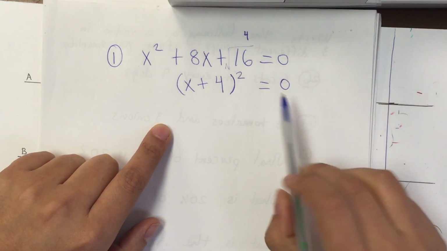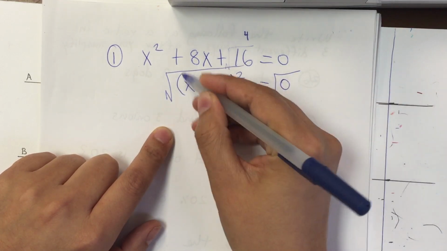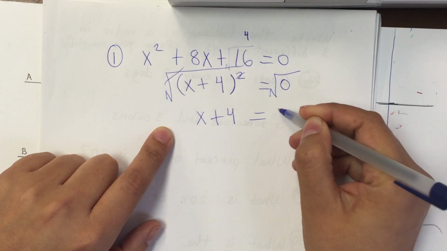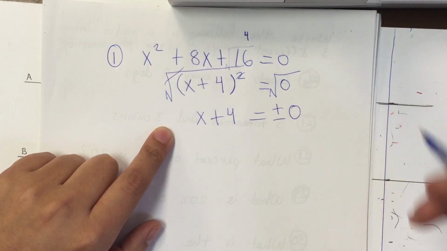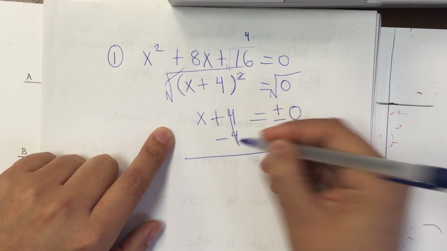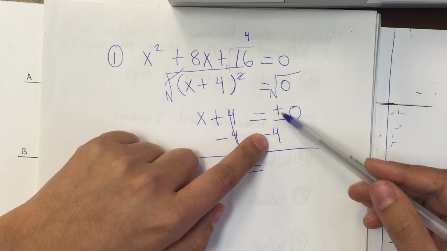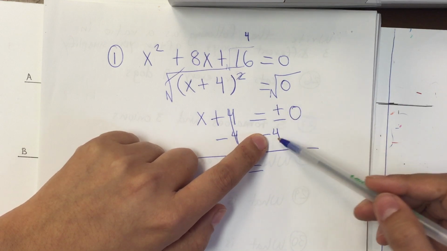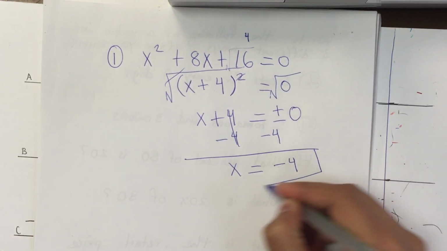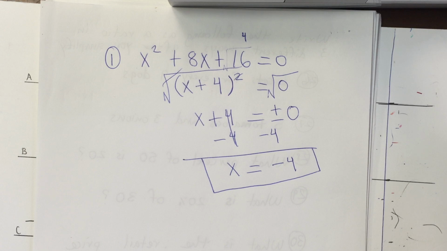Now we can start solving. If we take the square root of both sides, we have x plus 4 equals plus or minus 0. We subtract 4 from both sides, and so x will be equal to, remember when you are adding or subtracting 0, it's just one answer, which is that one number. So the value of x is equal to -4.